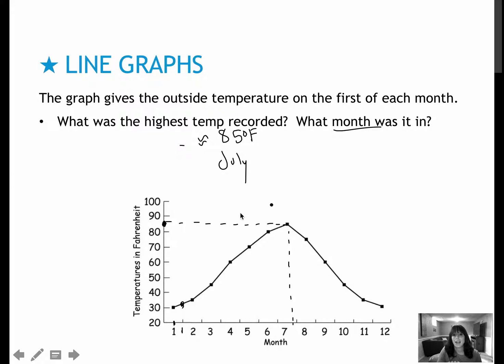Now, it's not exact because they didn't give us any of the grid lines that go this way or that go this way, and so those are going to be important when you're trying to answer questions based on graphs.